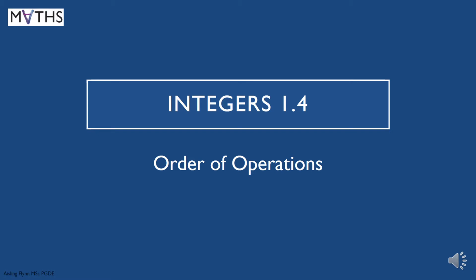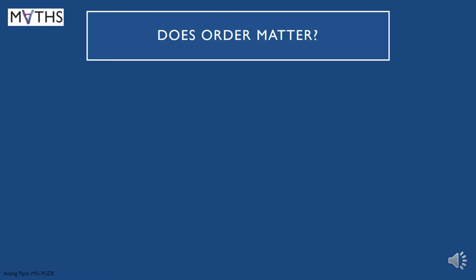This is Integers 1.4, Order of Operations. So does order matter in maths?